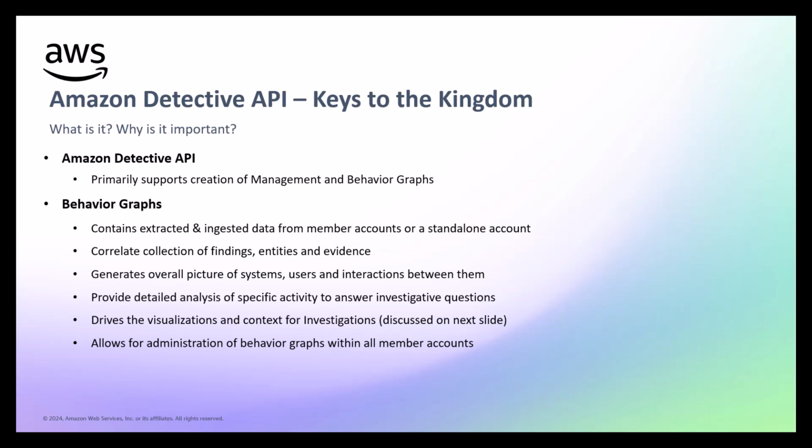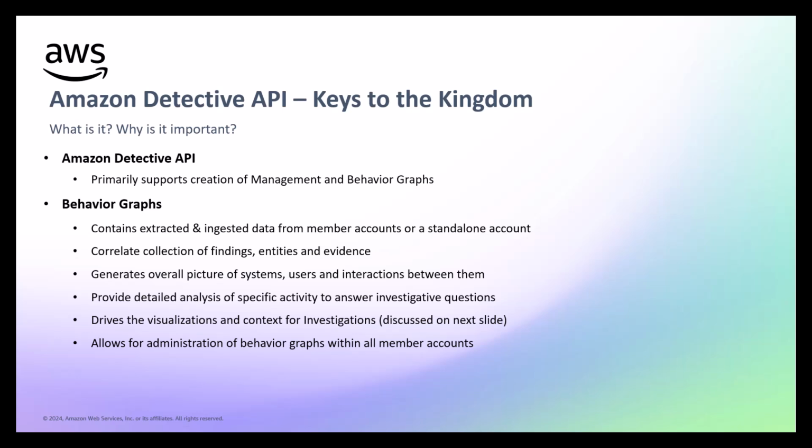All of the automation occurring behind the scenes begins with the Amazon Detective API, primarily used to create management and behavior graphs. So what are behavior graphs? Behavior graphs contain regionally extracted data from one or more AWS member accounts or a standalone account. The graph uses source data mentioned previously to generate an overall picture of your systems, your principals, and their interactions over time. It aids in performing a more detailed analysis of specific activity and helps create correlations between findings and entities that may be related to a security issue.